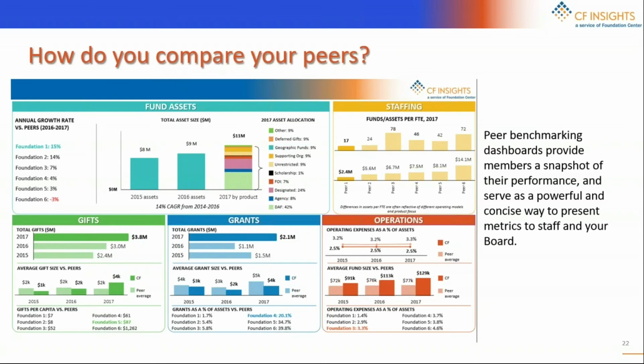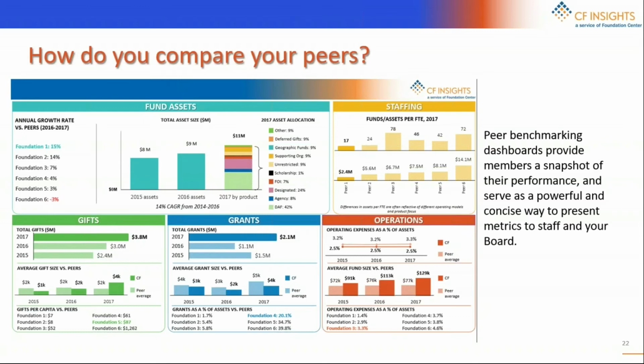The turnaround time depends on the capacity at the time, but it typically is no more than a week. There's no formal process for requesting this. You just email me and say, I want a peer benchmarking dashboard. And I go and query our database, decide which peers are most appropriate to you based on some unique characteristics that you give us about your foundation. And from there, we provide this dashboard as well as some analysis on the data that you see here.